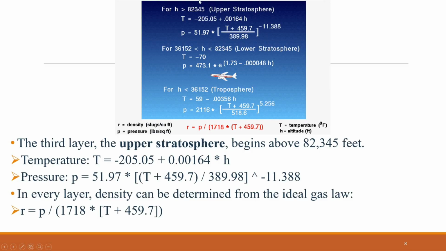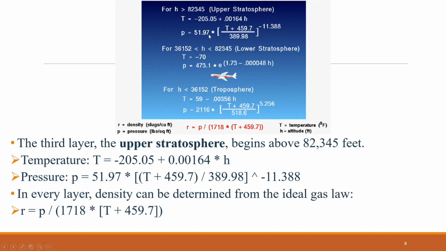The third layer, the upper stratosphere, begins above 82,345 feet. Here, as we said, the temperature actually starts to rise with altitude, because this layer absorbs ultraviolet light from the sun, similar to how sunlight warms the top of a swimming pool. The temperature at a given height can be calculated as negative 205.055 degrees Fahrenheit plus 0.0164 times the height in feet.